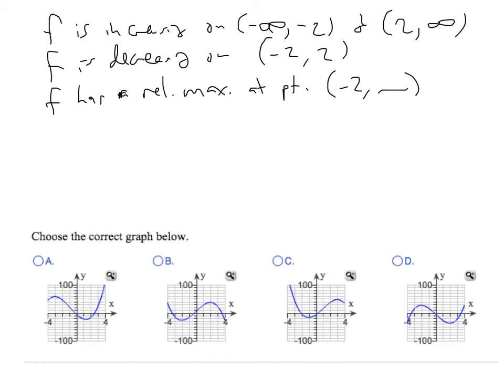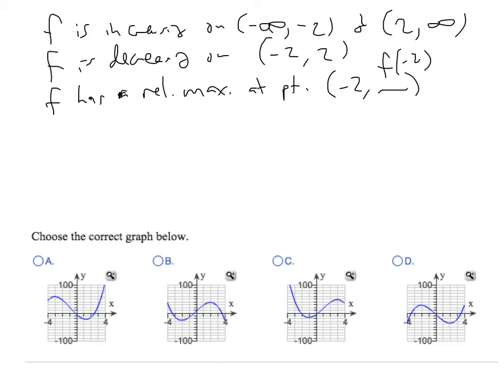What's the y coordinate? Well, the y coordinate, remember, comes from plugging -2 into the original formula. The original formula is the thing that tells us the y coordinates. The first derivative tells us slope, the second derivative measures concavity, and the original function is a measurement of the y coordinates. So did I actually do this?